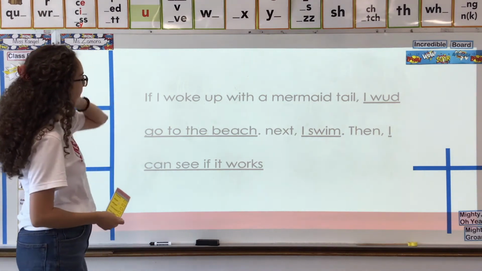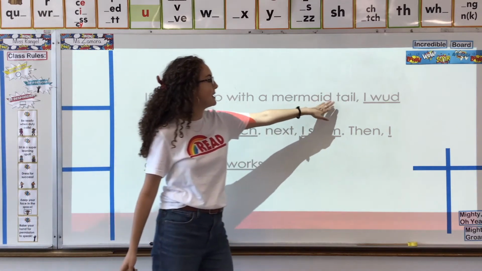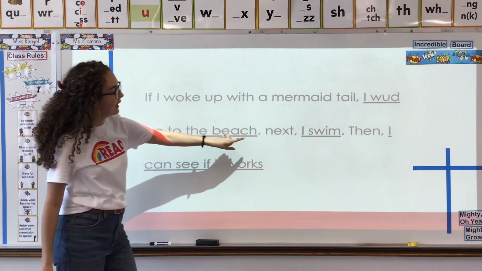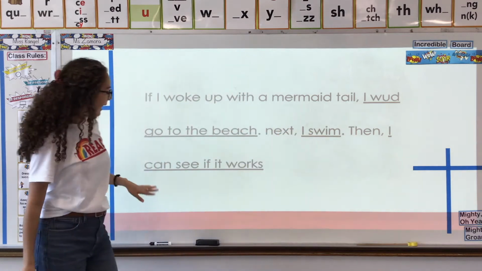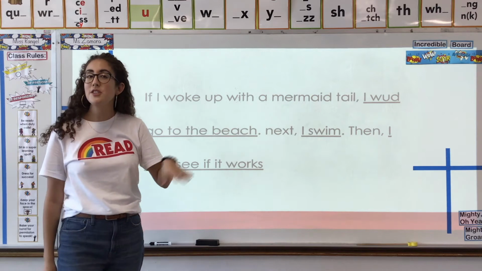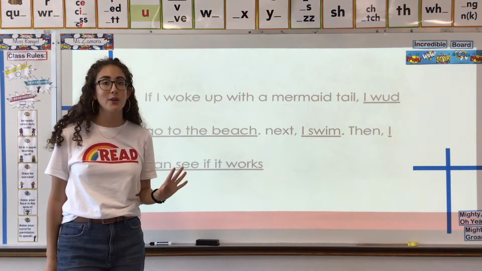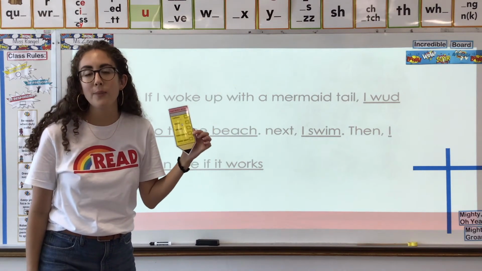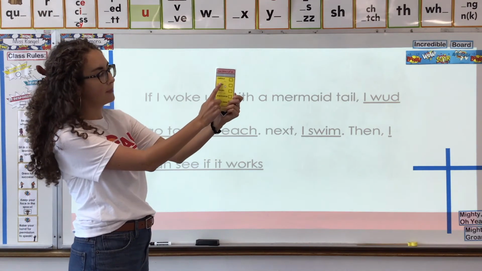So let's read it together. If I woke up with a mermaid tail, I would go to the beach. Next, I swim. Then, I can see if it works. So this is just an example I made up. I purposely wrote it a certain way, so we have to go through our writer's checklist and find the mistakes we need to change. Okay, so let's start at the top.